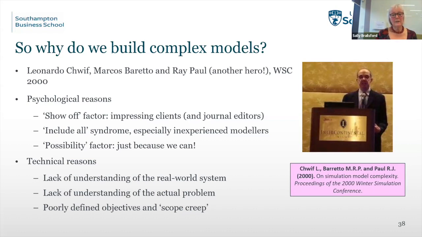But there's also the reasons that people make models too complex because they don't actually understand the system or the problem. And there's also the issue of scope creep. So you start with trying to solve a relatively straightforward question and the client says, well, could you do this? And you say, well, yes, I probably could. I'd have to add this and this and this to the model. And then, you know, it just goes like that.